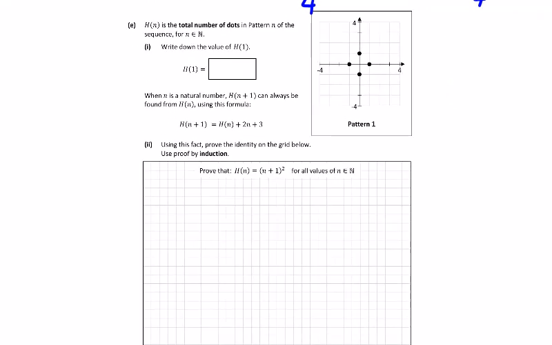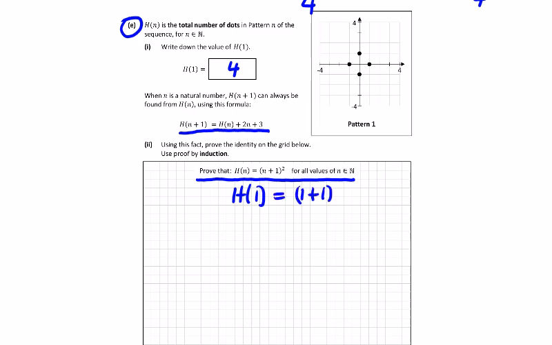This is the easiest question ever asked on a Leaving Cert exam paper. How many dots are in H1? 4. And then we're asked to do a proof by induction to show this guy here. So let's do proof by induction. H1 here is equal to 1 plus 1 squared, which is equal to 4, which is what we saw above.